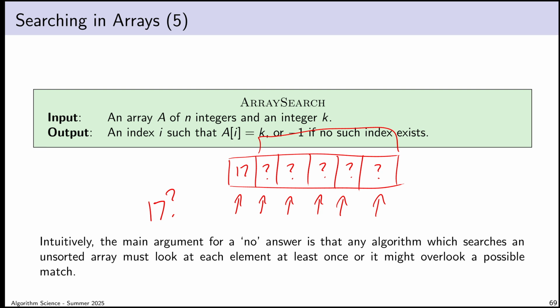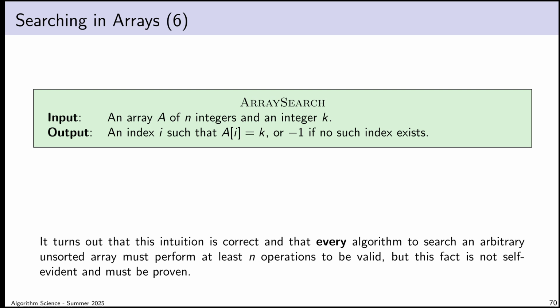If the element isn't found in the array, how will you know that if you don't look at every element of the array? And because the array contains n elements, you have to spend at least n operations looking at all of those elements, so the algorithm must take big theta of n time. There's the intuition. And as it happens, that intuition is correct. Every algorithm to search an arbitrary unsorted array must perform at least n operations because it has to look at every single element of the array.